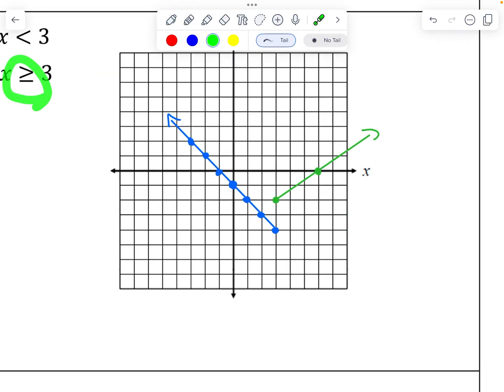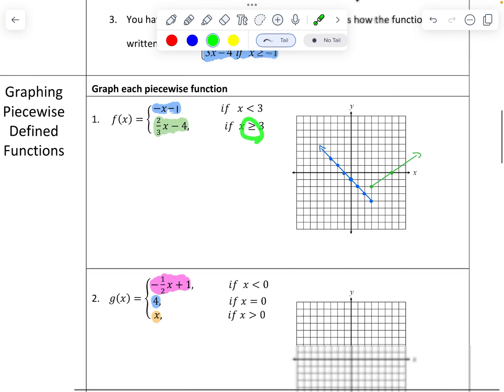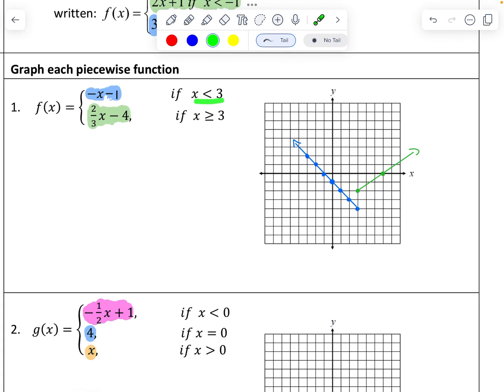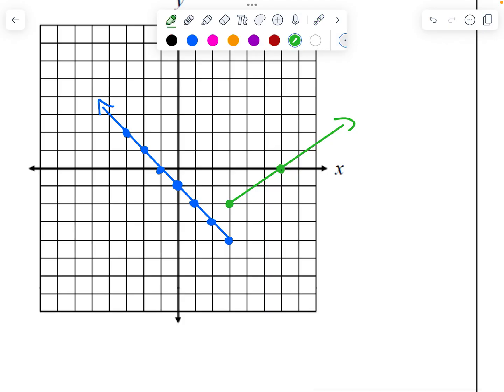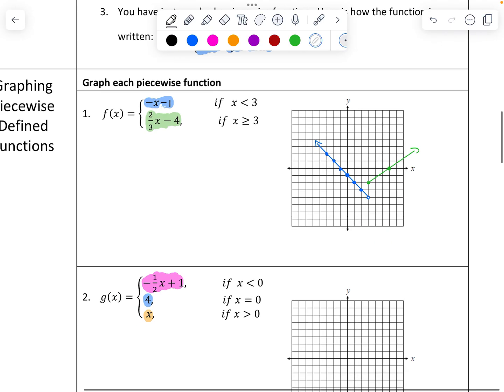And then we got to check for a hole in the graph. And our blue piece should have a hole right here because x is only allowed to be less than 3. So we can just adjust that and make that a hole right there. And so there you go.